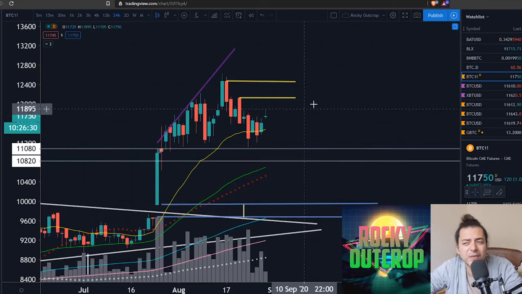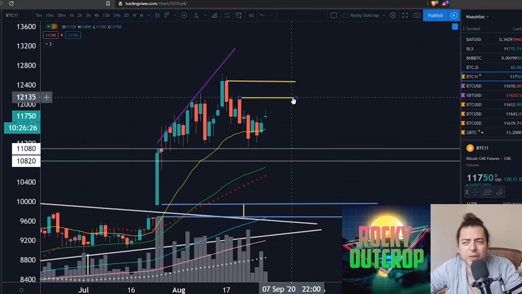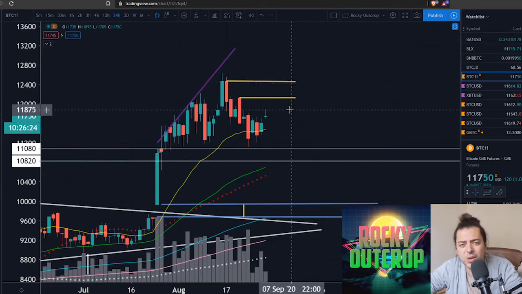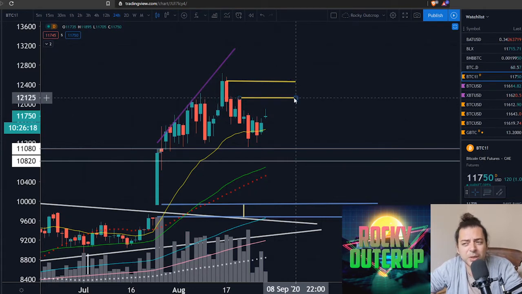And I think that this is a fairly interesting study for us in terms of horizontal lines and things like that too. Now, I was asked in a recent video to show how I draw in horizontal lines in terms of support and resistance.